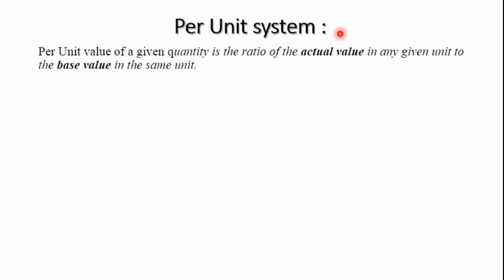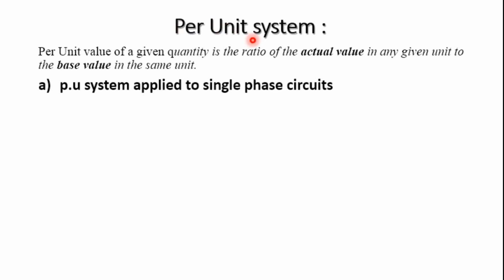According to this, the actual value is what they have mentioned, and the base value is the value which changes from one part to another. So in a simple way, we call it the actual value divided by the base value in the same unit, and that is the per unit of the system. Then we have different derivations for this subject: one for single phase, another for three phase, and then for a change of base quantities.